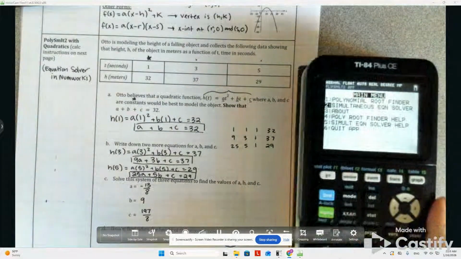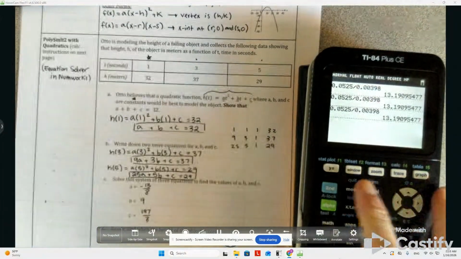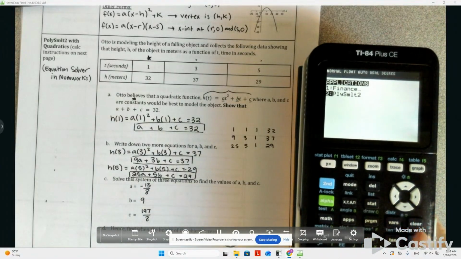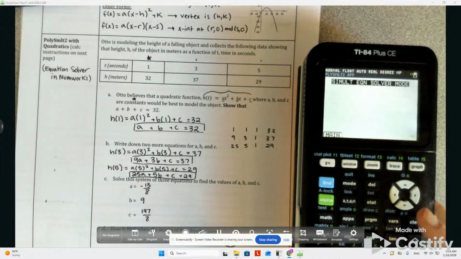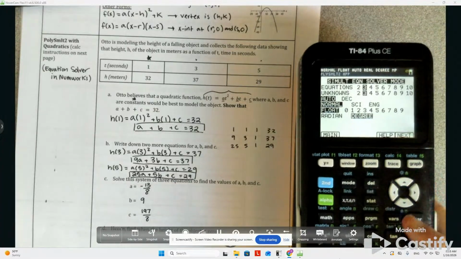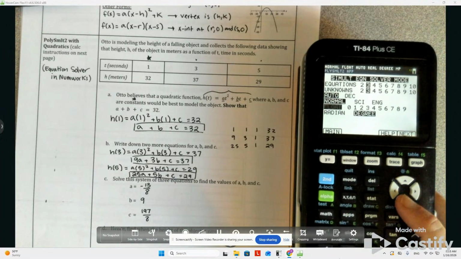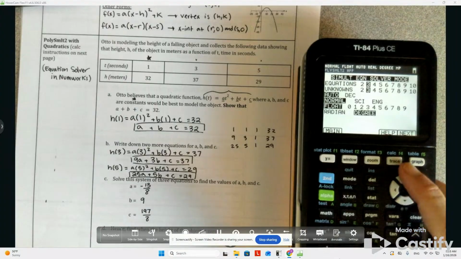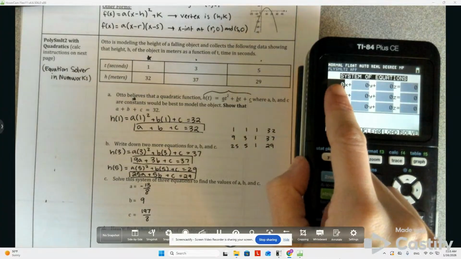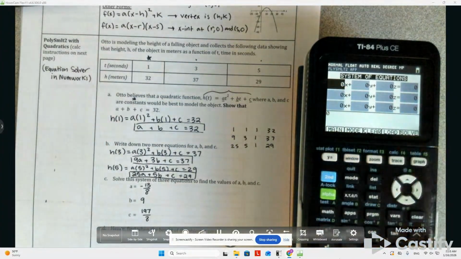I'm going to show what it would look like in a newer calculator. So again, we start out the same way. So apps, this one just has the 2, PolySmlt, simultaneous equation solver. We have 3 equations and 3 unknowns. And I'll hit next. This one, same idea, but it just says X, Y, and Z.